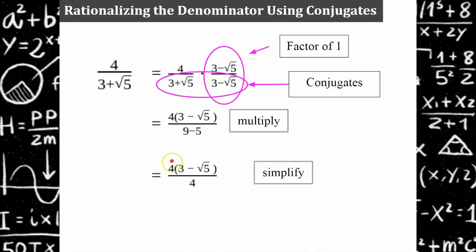And then I want you to note the reason that I suggested that you don't distribute the 4 is because now it makes it easier to simplify. We have a factor of 4 in the numerator and a factor of 4 in the denominator, and 4 divided by 4 is 1. So when I simplify that last step, I end up with 3 subtract the square root of 5.